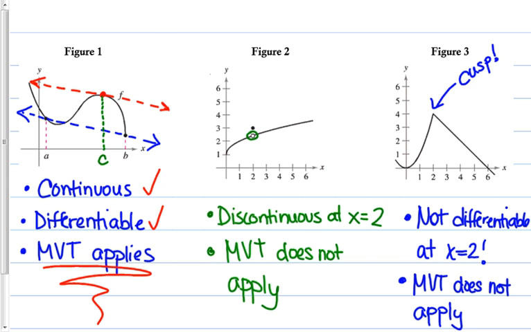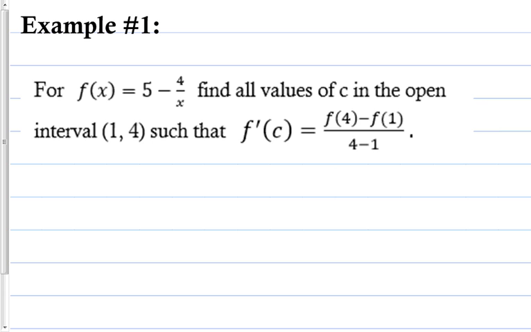All right. Example 1. For f of x equals 5 minus 4 over x, find all values of c in the open interval from 1 to 4 such that f prime of c equals f of 4 minus f of 1 over 4 minus 1. So basically, this is the mean value theorem. They're asking you to find this c that is guaranteed by the mean value theorem.